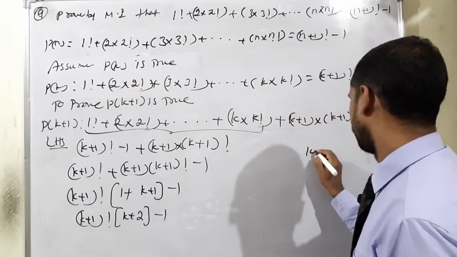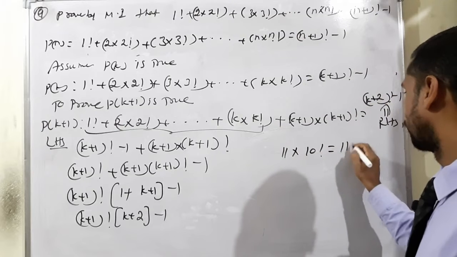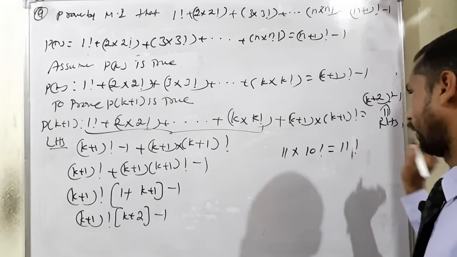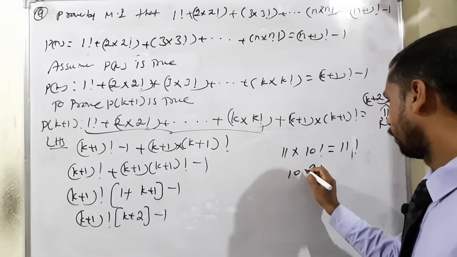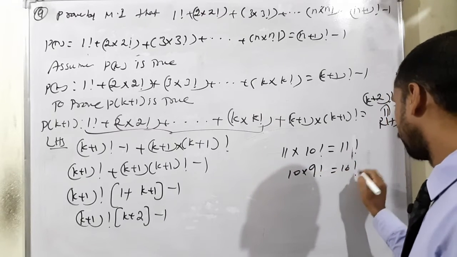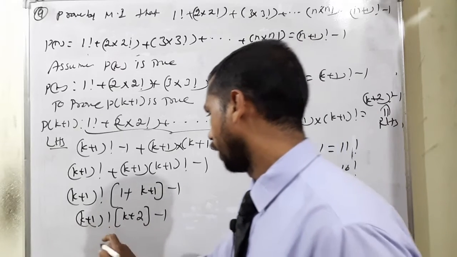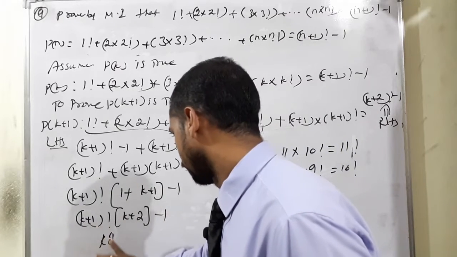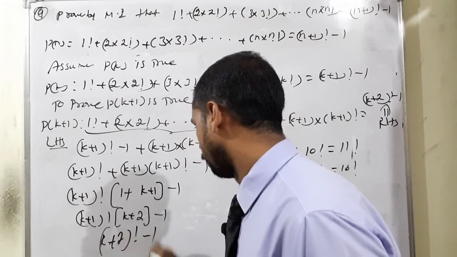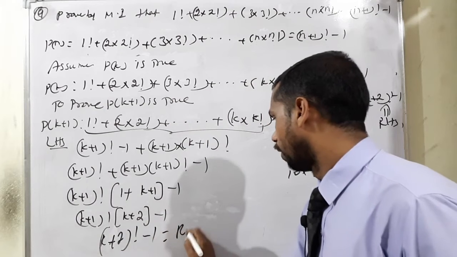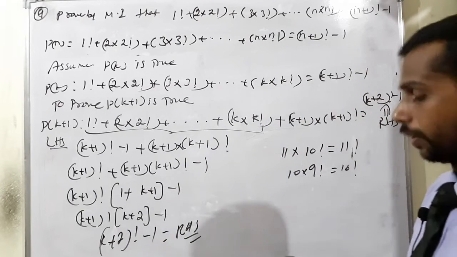Now one example: 10 factorial is there, into 11, we can write this as 11 factorial, as well as 9 factorial into 10 is called 10 factorial. So definitely we can say (k + 1) factorial into (k + 2) is (k + 2) factorial minus 1. This is called the RHS. Look at there, (k + 2) factorial minus 1.